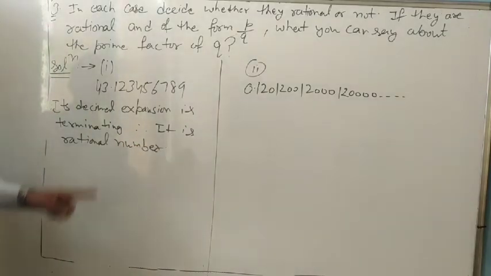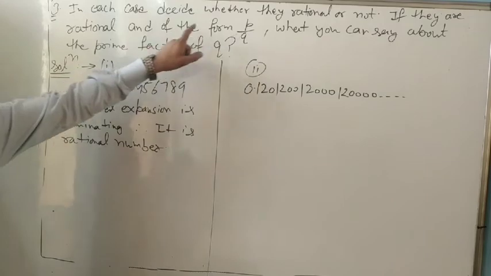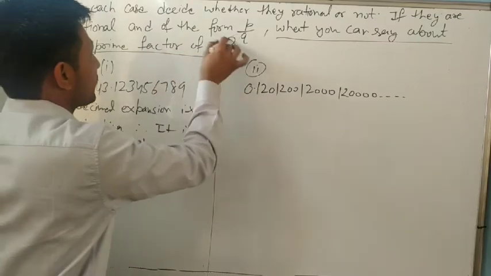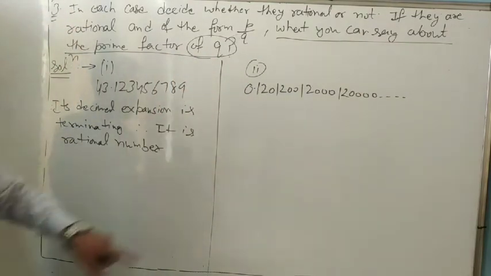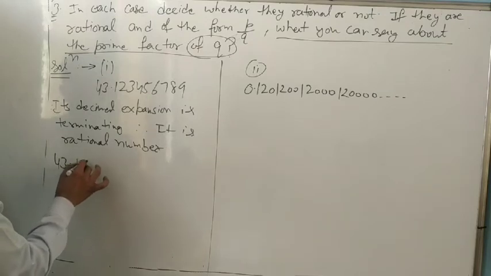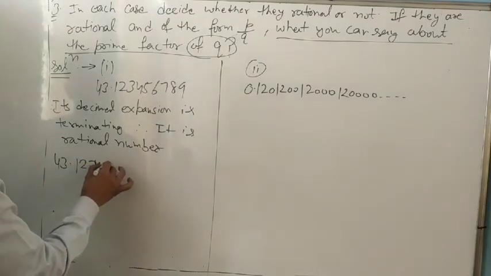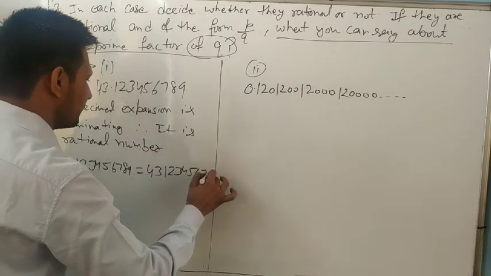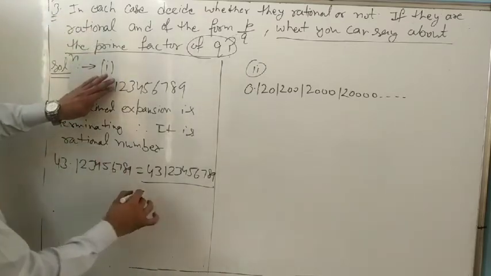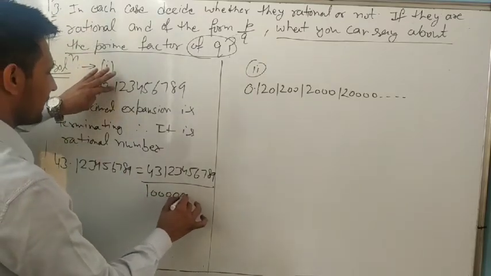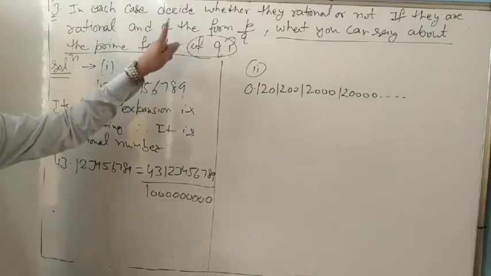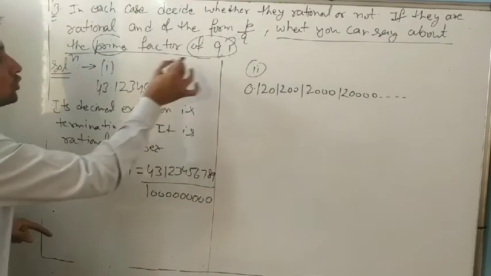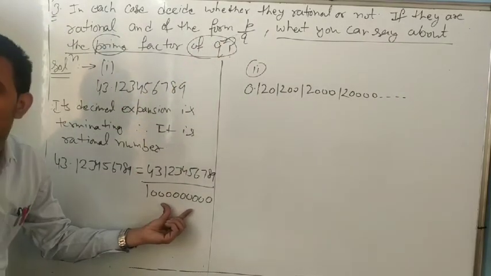Now, the question says, if they are rational and of the form p by q, then what can you say about the prime factors of q? Everyone knows we already proved this. 43.123456789, and how many digits? 1, 2, 3, 4, 5, 6, 7, 8, 9. Now, if they are rational, what can you say about the prime factors of q?